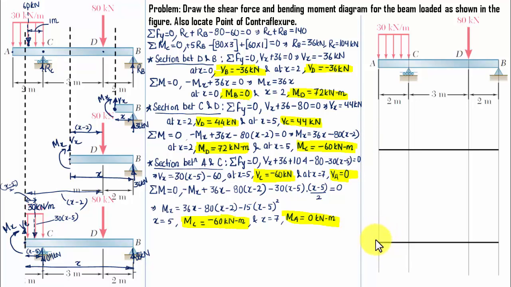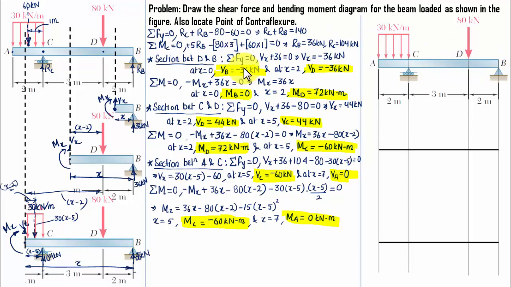Okay, the same thing is with the bending moment diagram also. This is the 0 bending moment or 0 kilonewton meter bending moment, above which we'll have the positive values of bending moment, and below which we'll have the negative values. So let's start by locating the shear force at B.